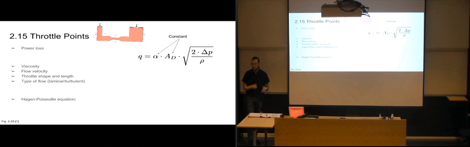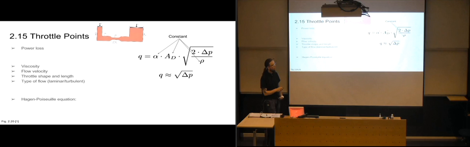If we're looking at a single section through here, the cross-sectional area will be constant there. The number two is of course a constant. And we also have the density of the hydraulic fluid, which is also constant. So all of these parts of this equation are constant. The only thing that changes is the pressure drop, which means that we can pretty accurately say something about the power loss over a throttle point just by looking at the square root of the drop in pressure. So if we measure the pressure on this side of the throttle point and measure the pressure on the other side, we can fairly accurately calculate the change we have there. So we can use this as a way of putting numbers to the power loss we have.